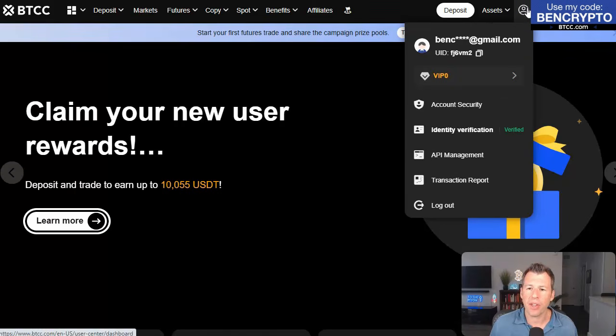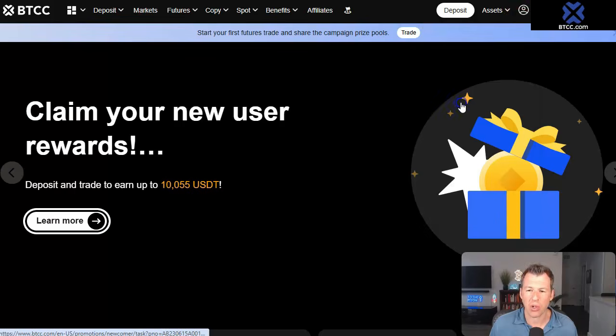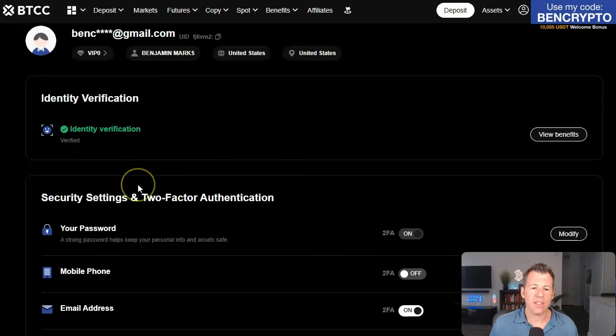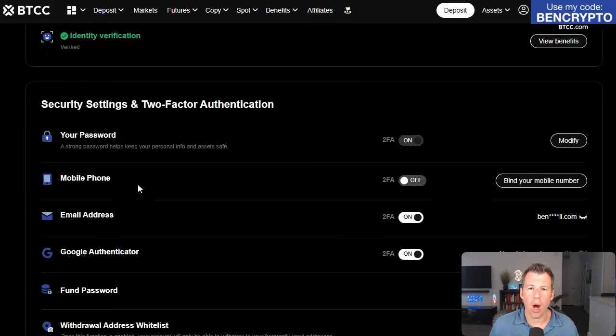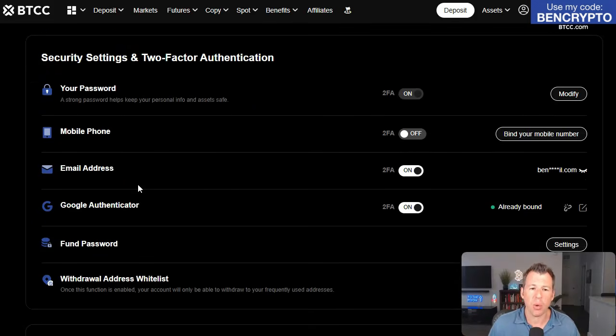You're going to hover the cursor over this, then go to account security right there. So 2FA is not on sign up. This is when you withdraw money. You're still just going to log in each day with your regular password. But if you ever want to withdraw money, you can set an additional thing. So you need to enter your password plus one of these other forms of two-factor authentication.